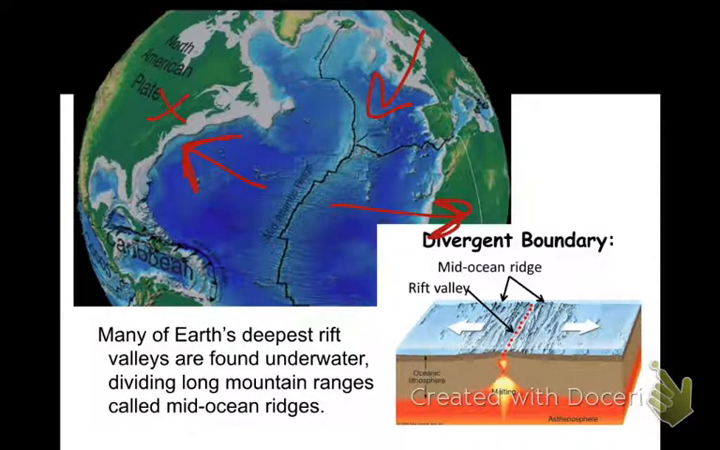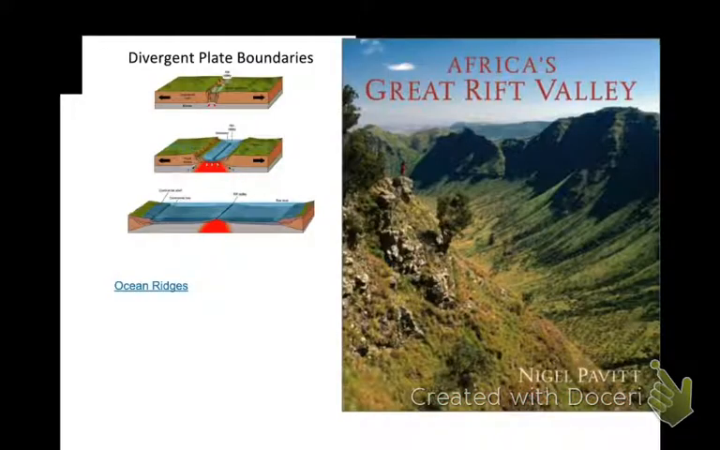And again, in this picture, you can also see those ridges. You can see the Rift Valley. You can see how that magma is coming up to fill in that gap. So that is your Rift Valley. And I think I have a picture on the next one too. This is Africa's Great Rift Valley.